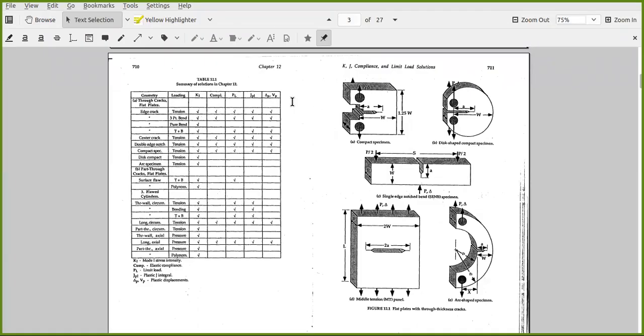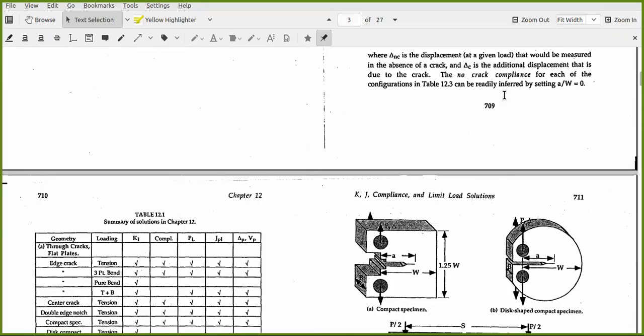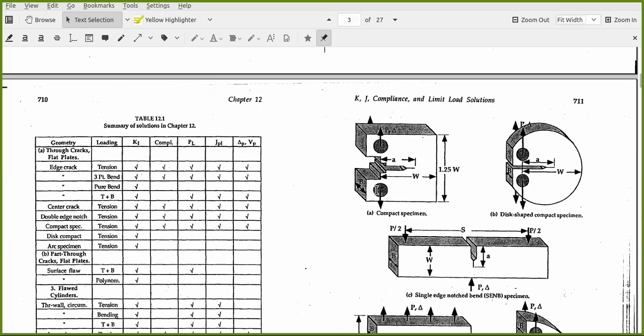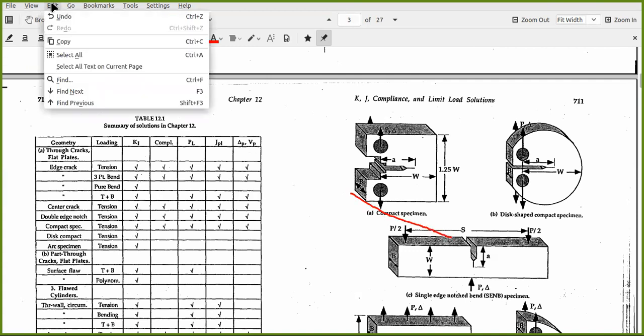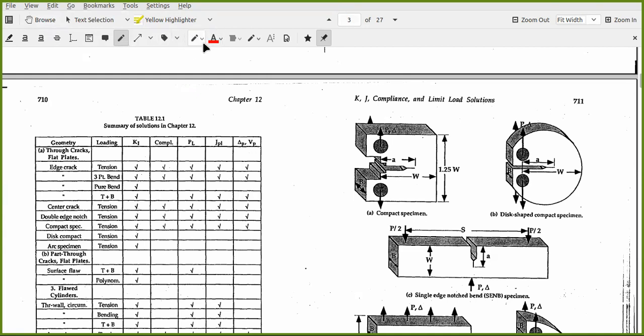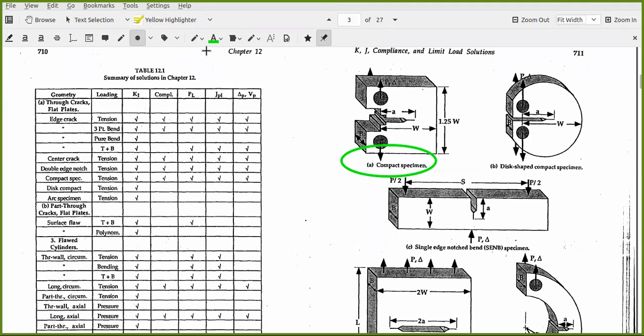Reference material contains certain geometries for cracked specimens. For example, these specimens are used in fracture toughness testing, in actual testing of materials. Commonly used specimens in fracture toughness testing. We will talk about these. This is a compact specimen. It's a complicated geometry. Now, there are notches here, crack, width, this length is W, height is 1.25 W, and thickness B. And 3D analysis is required for modeling of these.